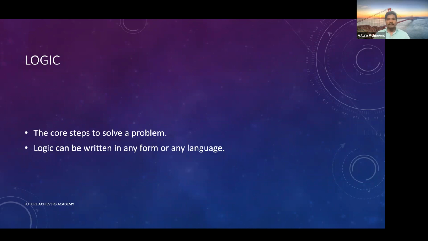And the best part of logic is you can write it in any form or any language. You can write it in English, or you can write it in C, Python, Java, C++, anything. Or you can use flowcharts to explain your logic. So logic can be written in any form.